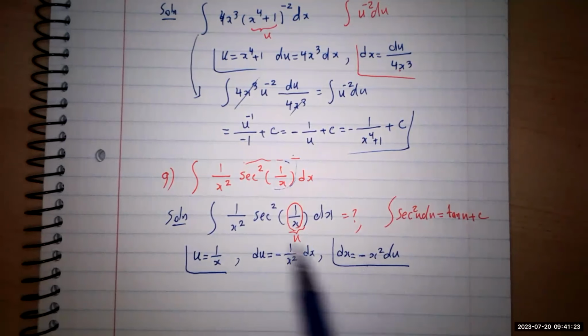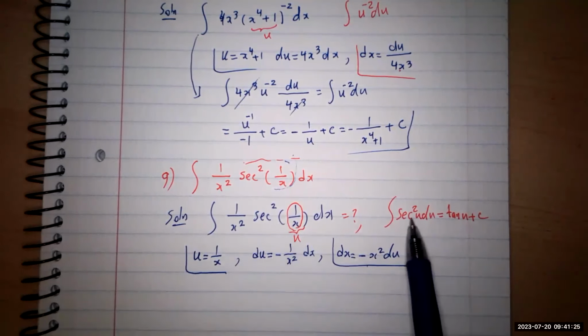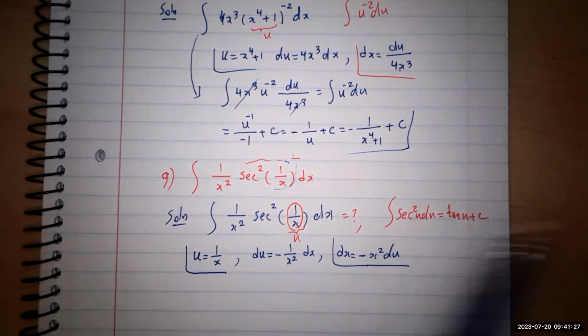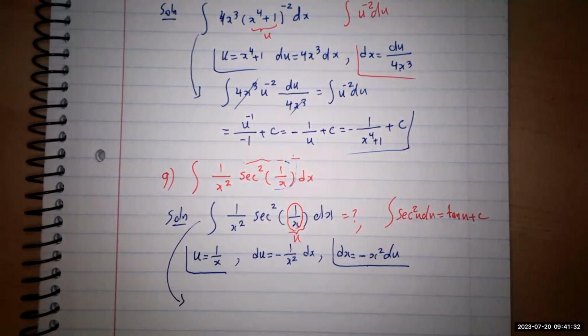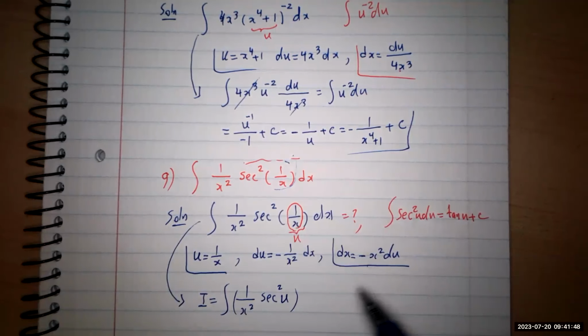This x squared and x squared would cancel out. We get the secant square of u. Okay, so this is it. We bring it down. We call it I. So integral of 1 over x squared, secant squared of u. But you have to multiply by dx. What's dx? Negative x squared du.